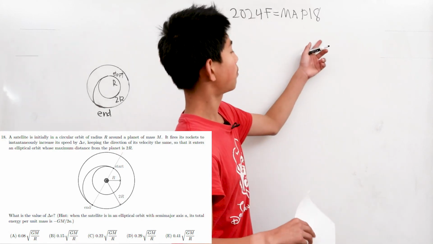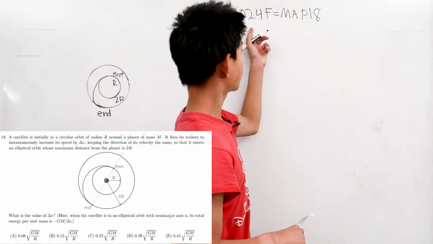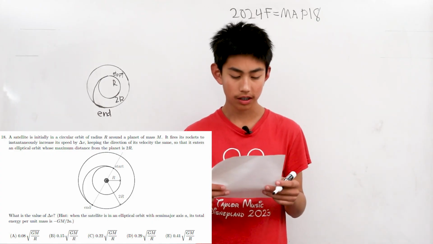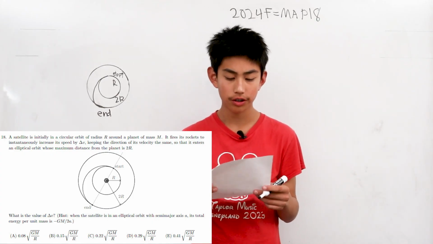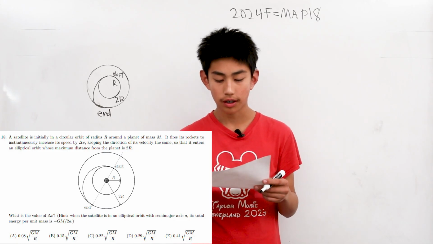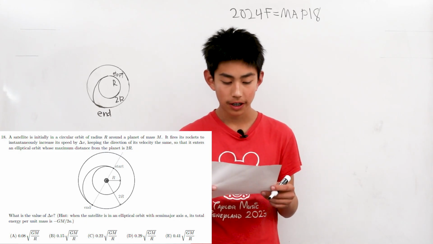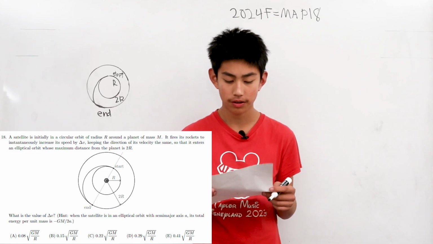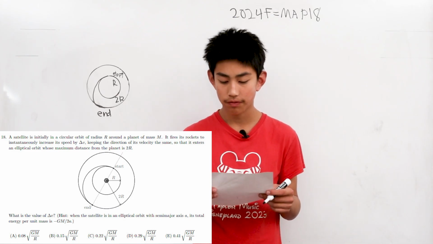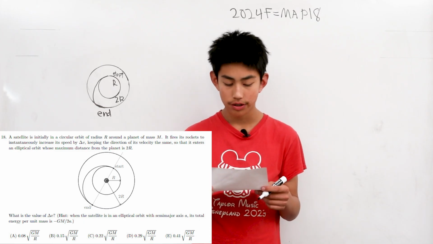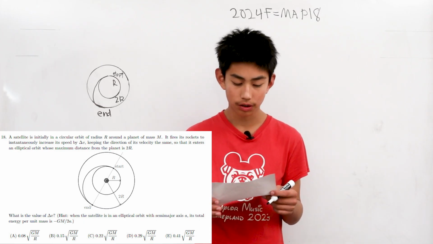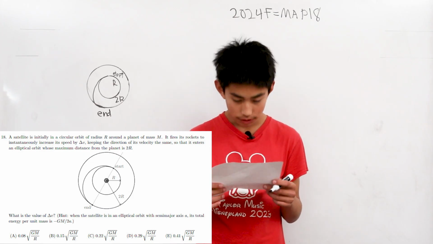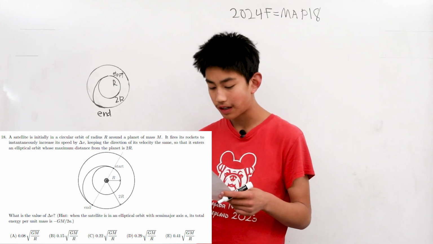We're solving problem 18 from the 2024 F equals MA exam. A satellite is initially in a circular orbit of radius r around a planet of mass m. It fires its rockets to instantaneously increase its speed by delta v, keeping the direction of its velocity the same, so that it enters an elliptical orbit whose maximum distance from the planet is 2r. What is the value of delta v?